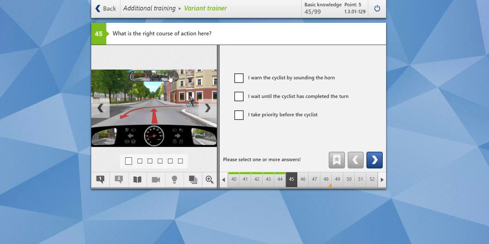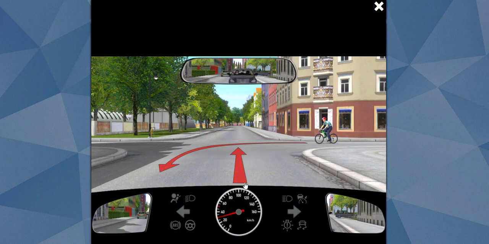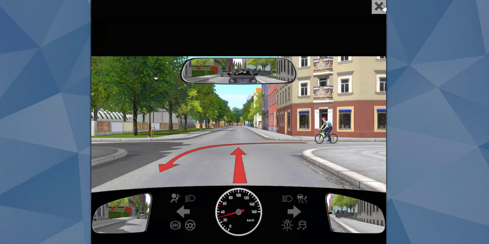What is the right course of action here? So now in this case, you want to go straight and this cyclist wants to turn towards his left side. Since this cyclist is on your right side, it means right before left. So you have to allow the cyclist to pass and then you can pass.